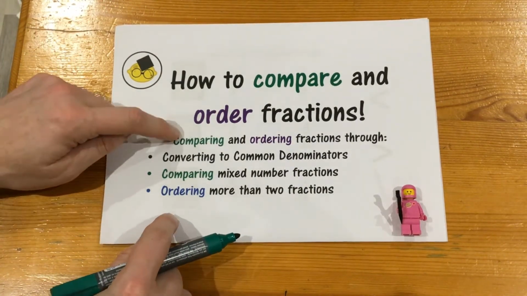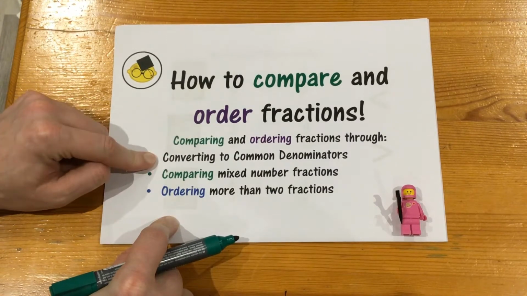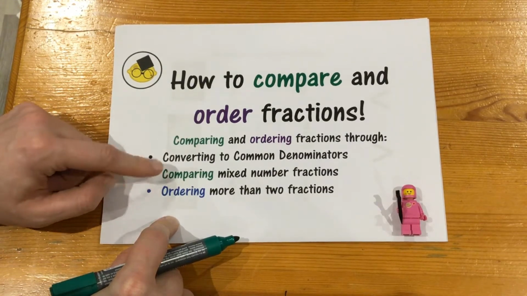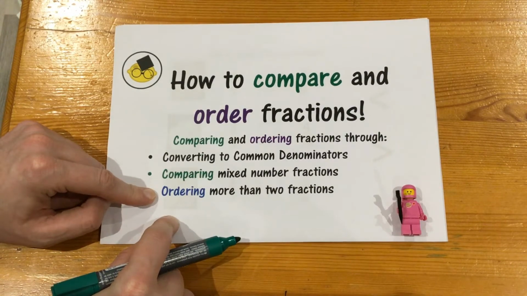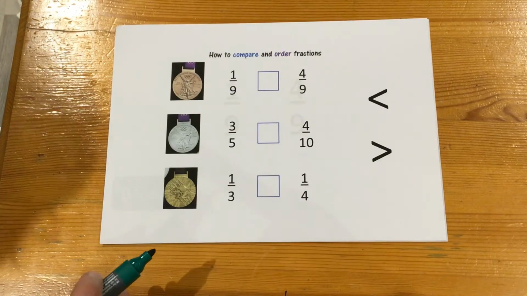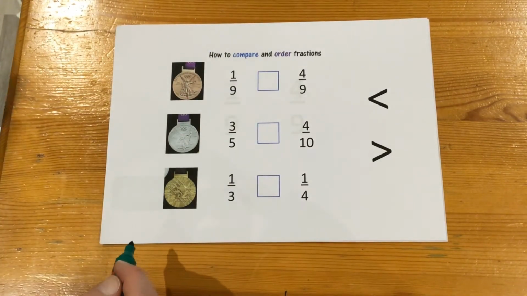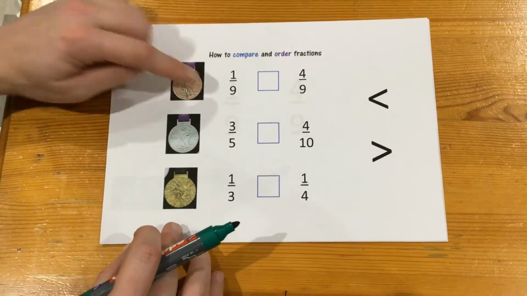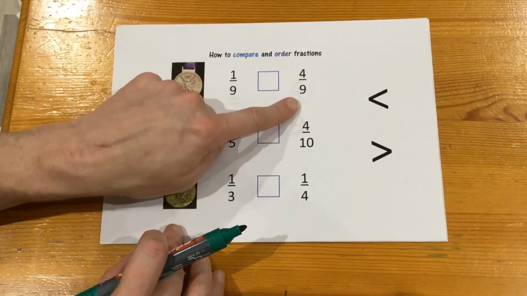So to do that, to compare and order fractions, we're going to be talking about how to convert to common denominators, comparing mixed number fractions and ordering more than two fractions. To do this, I like to talk about bronze, silver and gold, like I do with adding and subtracting fractions. So bronze means that's what we're always trying to get our fractions to. In this case, where we have common denominators.